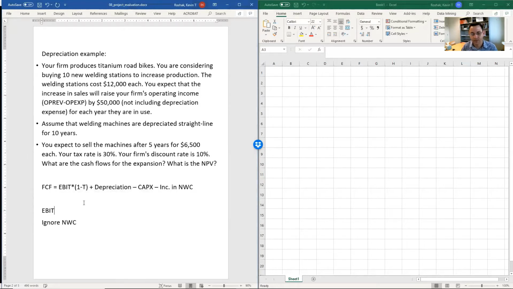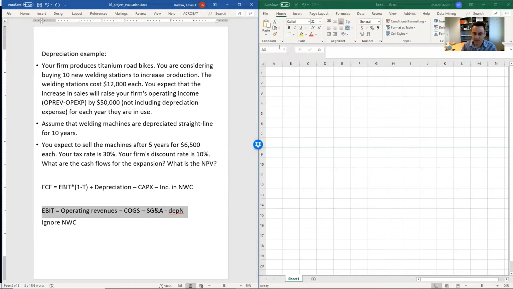Okay. Now, what is EBIT? Remember that EBIT is your operating revenues minus your operating expenses, so things like your cost of goods sold, minus any administrative expenses, your sales and general and administrative expenses, SG&A, but then also minus depreciation. Right? So that's part of your EBIT. What's going on with our EBIT in this example? Well, you're going to increase your sales by $50,000. Your operating income is going to go up by $50,000, but that does not include depreciation. Okay, so we can't quite get to EBIT until we know what our depreciation is going to be.